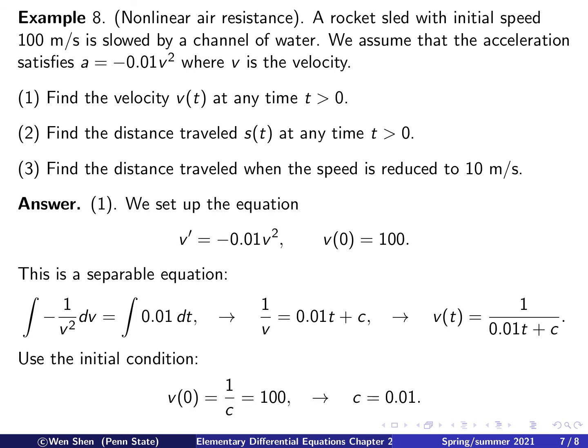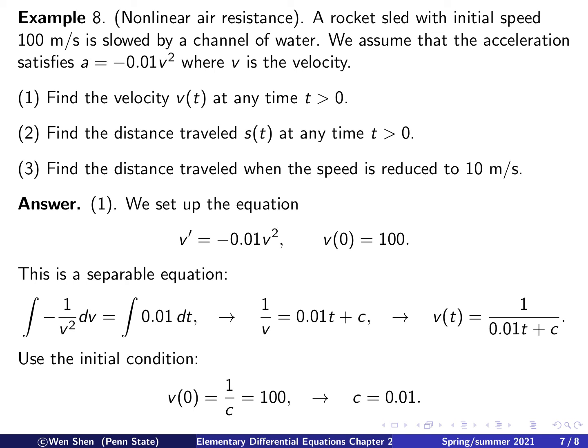Okay, so we know that we'll have to set up our equation. Acceleration is just v prime, so v prime is negative 0.01 v squared. So immediately we have the equation, and the initial condition v0 is given. And we see that it's a nonlinear equation because of the v squared term. But we also see that it's separable, so we can solve it.